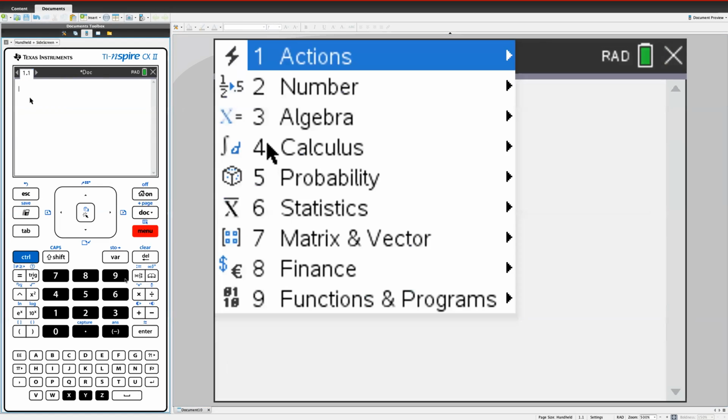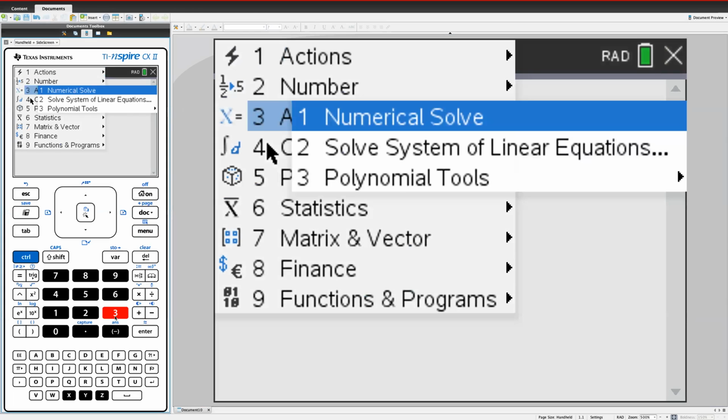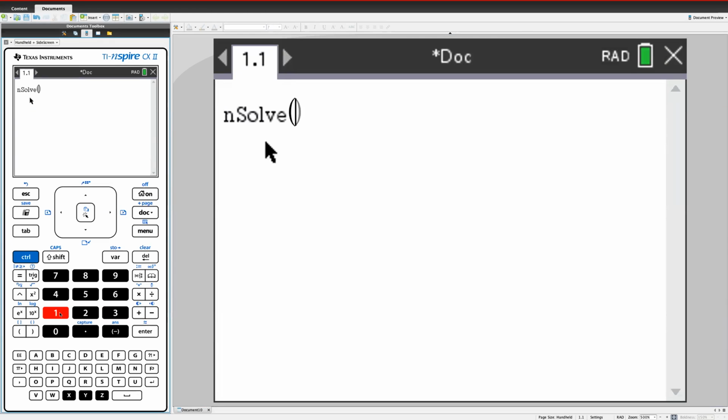Press menu 3 for algebra, 1 for numerical solve. The value was $138.04. Is that right? That's the final amount. And that equals $14. And you could do 90 cents if you wanted to. I'll just go ahead and type in 90. Press E on the left, the E to the power of X.